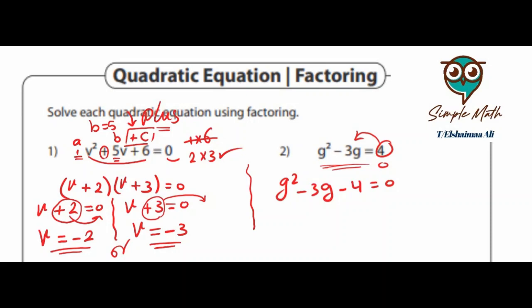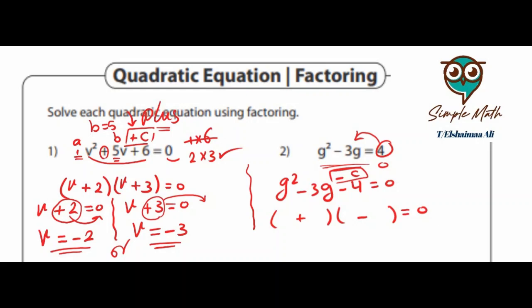Here we have a quadratic expression equal to 0, so we can factor it. But first let's see, here we have negative c. C is negative, so be careful. When we have negative c, what is the sign of both brackets? When we have negative c, it means that one bracket is positive and another bracket is negative.